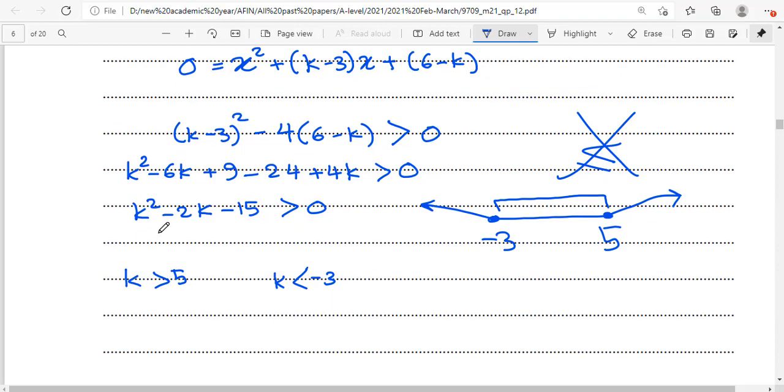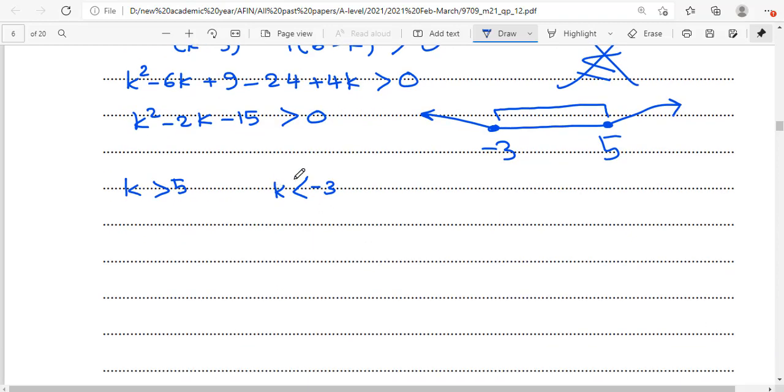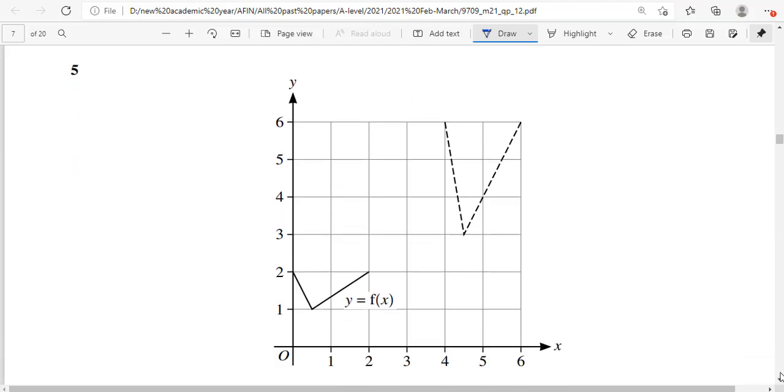Now we have the case of expression greater than 0. Then we go outside. Outside means cases that are greater than 5, cases that are less than negative 3. That's how we go out. We got two possible sets of values of k. This is where we stop. We don't go any more. Question 5.